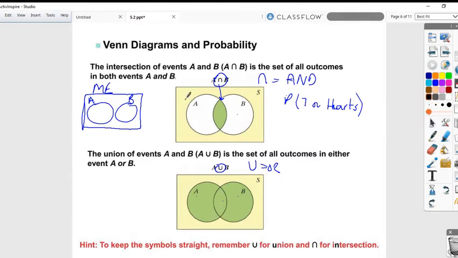Okay, so these are the 7s, and these are the hearts. I have 4 7s and I have 13 hearts. When you're doing a Venn diagram, you should do what they share in common first. So what is the intersection of these two? How many cards are in both circles? Basically, how many cards are 7 and a heart at the same time?